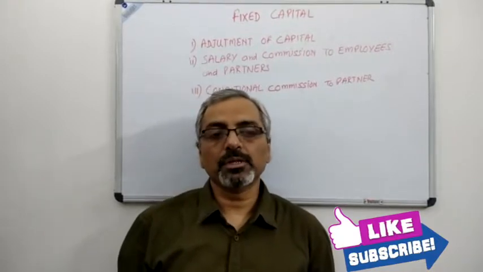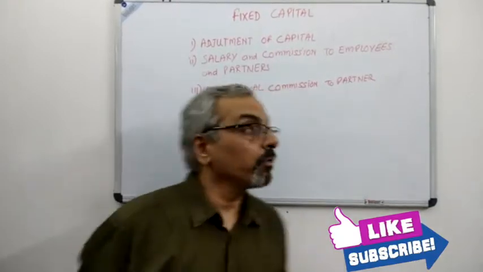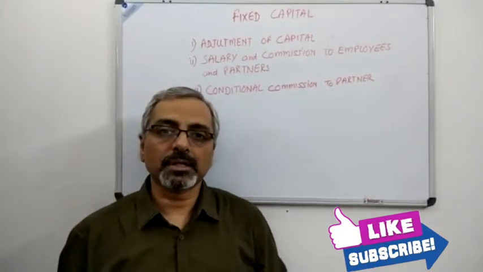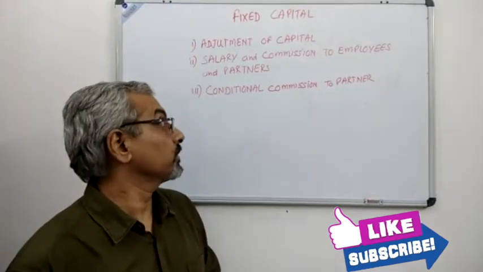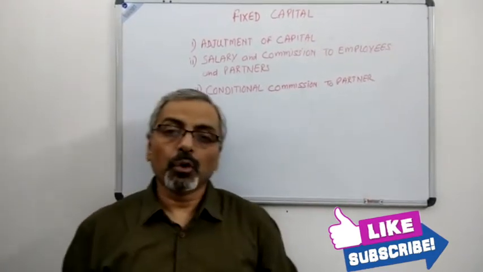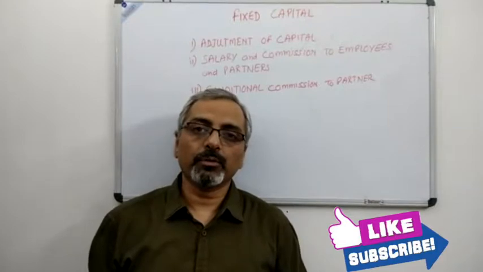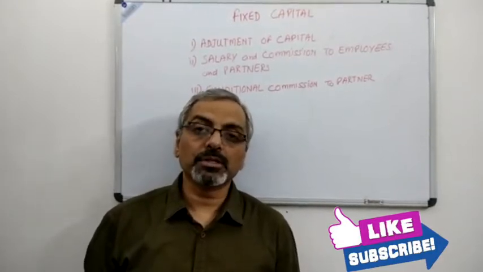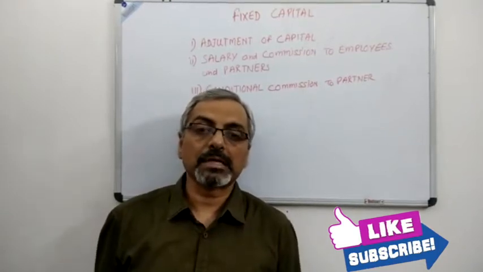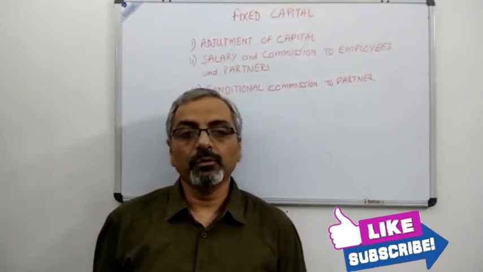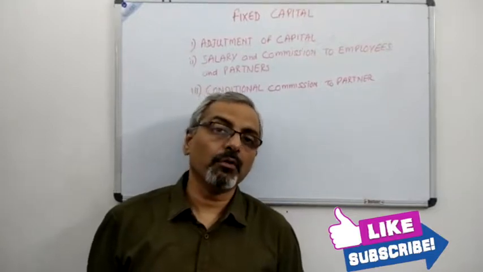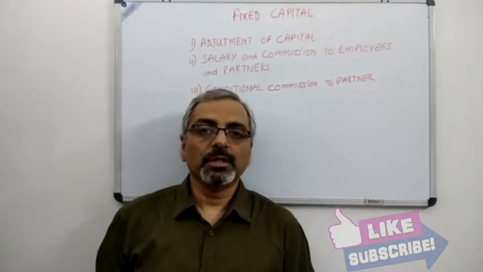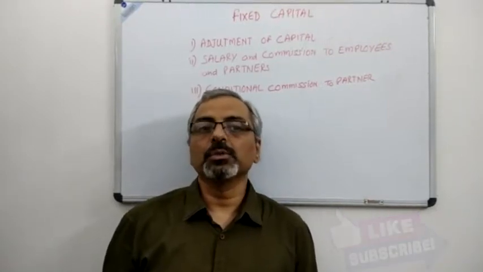So what are we supposed to talk about in today's sum? We will be talking about the adjustment of the capital. We'll see how the partners adjust their capital. Number two, we'll also see about the salary and commission, not only paid to employees but also paid to the partners as well. So here is a sum in which there will be a set of commissions and a set of salaries given to partners as well as employees. And finally, we will do a conditional adjustment of the commission which will be payable to the partners. So keep watching. Just see how we go along with this new sum.